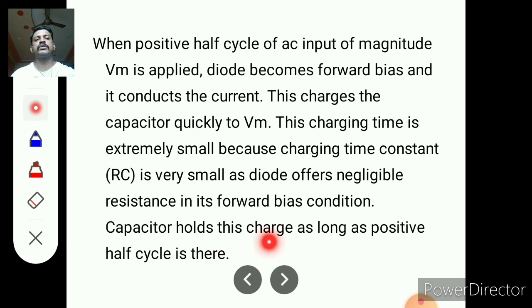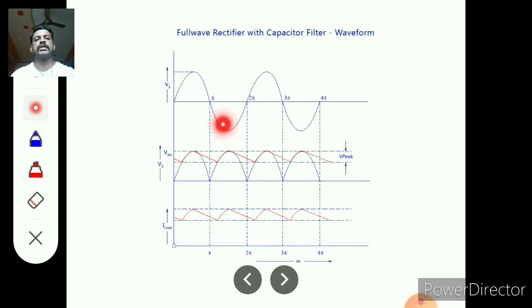The capacitor holds this charge as long as the positive half cycle is there. So this is our input AC cycle. Actually, this is the output wave pattern without filter, and now with filter the pattern is like this. In this way the capacitor will charge, discharge, charge, discharge like this, and therefore we will get pulsating DC, but it is reduced now. It is much less as compared to this pulsating DC.